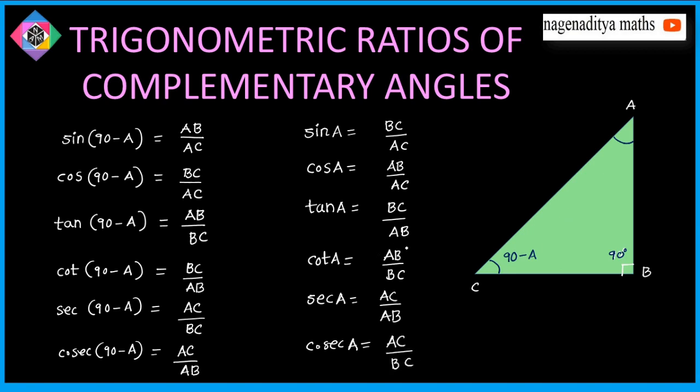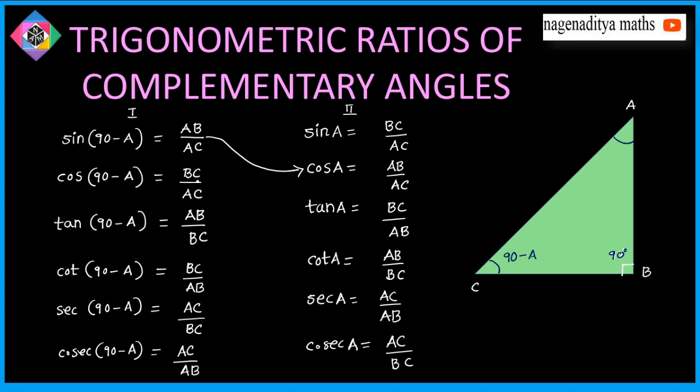So now we have to match the first part and the second part. We can match up. So here AB by AC, where is AB by AC? Here. So this matches this one. That means sine of 90 minus A is equal to cos A. So whenever we come across sine 90 minus A, we can write cos A.